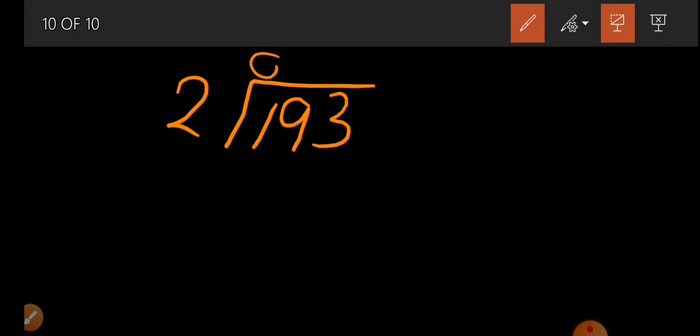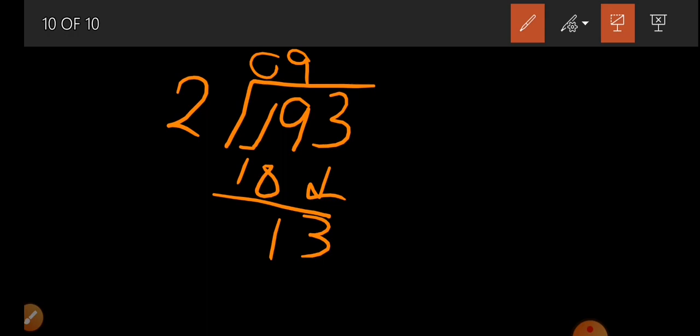One is not enough. Now 19 will give me 9. 2 times 9 is 18. Subtract, 1. Put down the 3. 13 divided by 2 will give me 6. Multiply 6 by 2 will give 12. Subtract, complete here, 1. So I have a remainder 1.